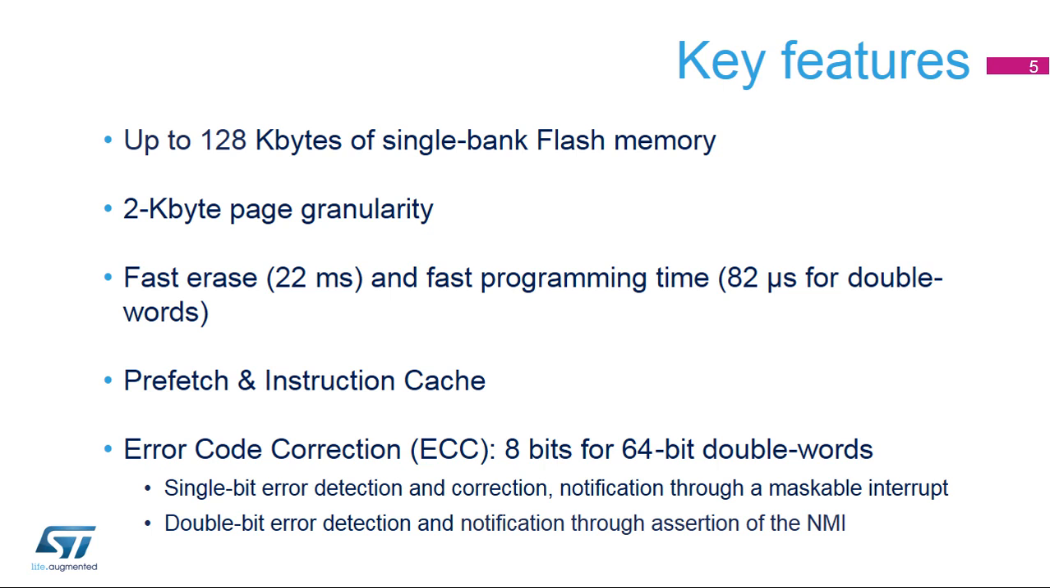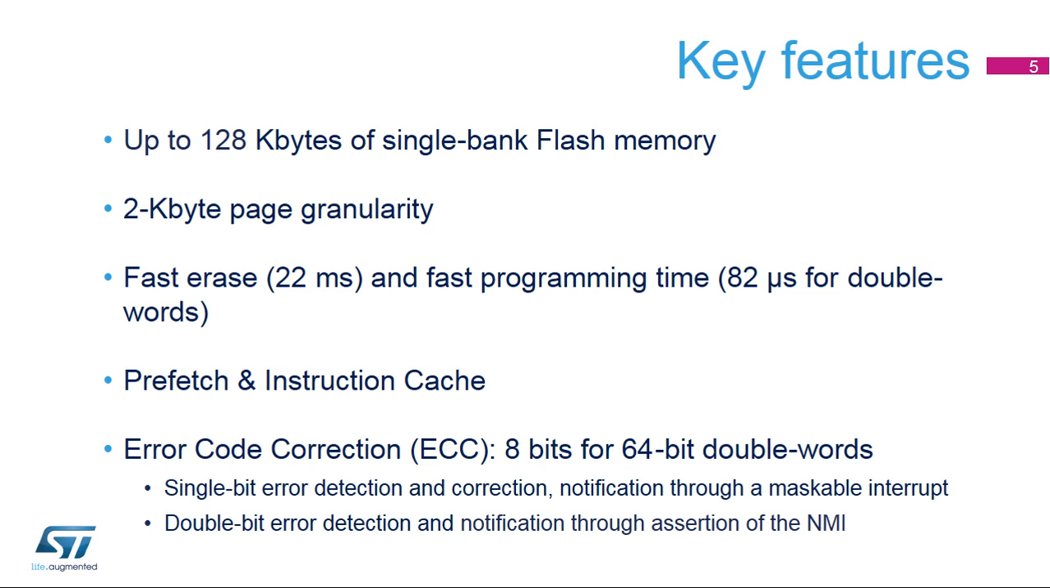Flash memory access may require wait states according to the actual CPU frequency. To reduce the latency, the flash controller embeds both an 8-byte prefetch buffer and 16-byte instruction cache. It also contributes to decrease the consumption because they belong to the vCore power domain.